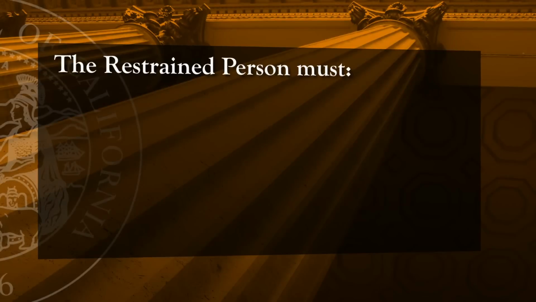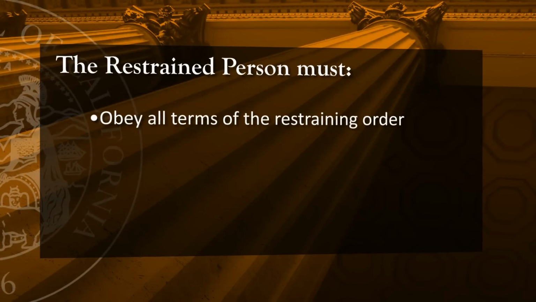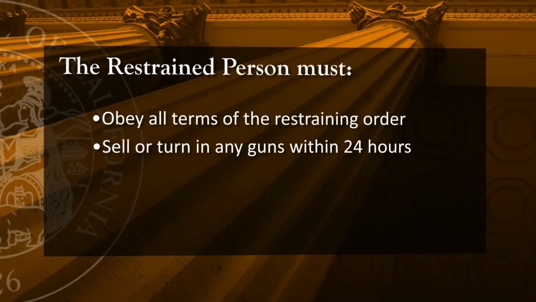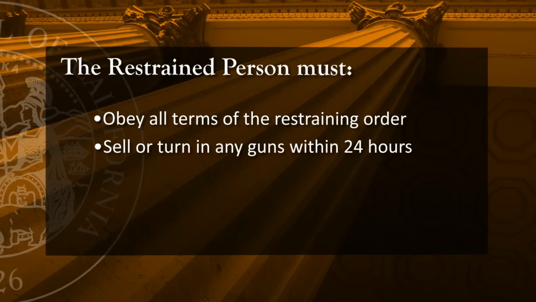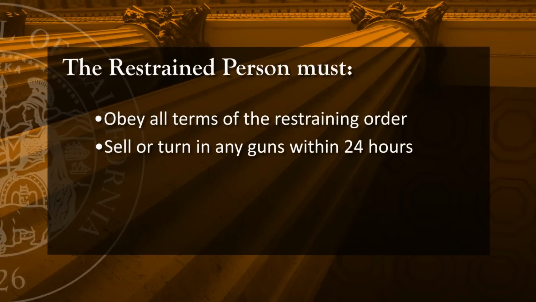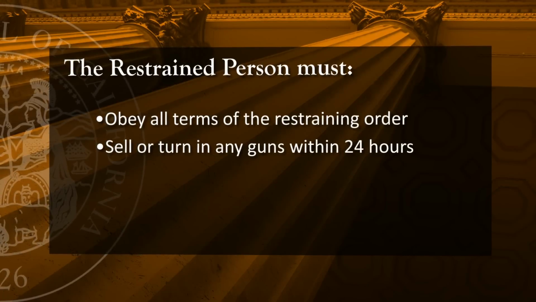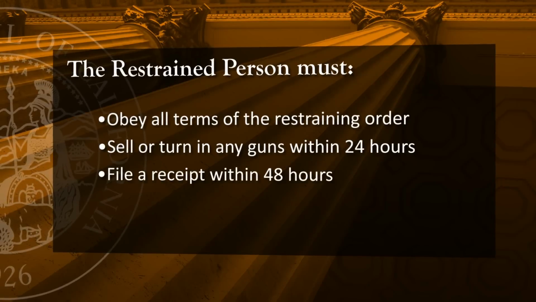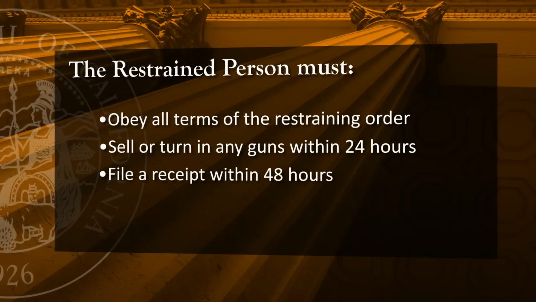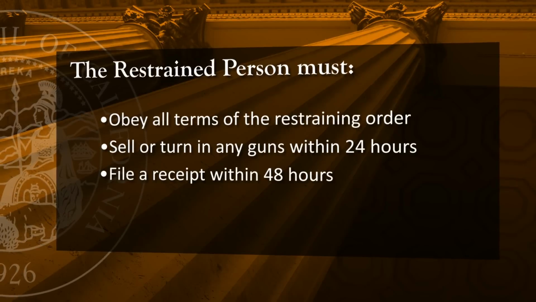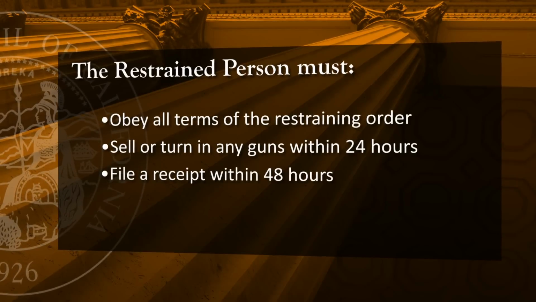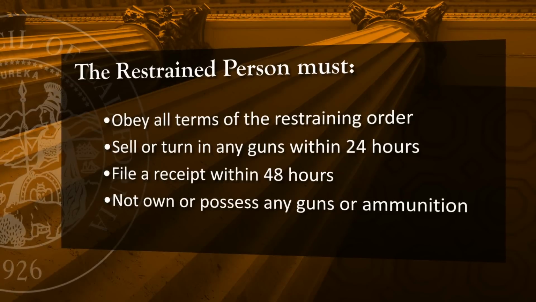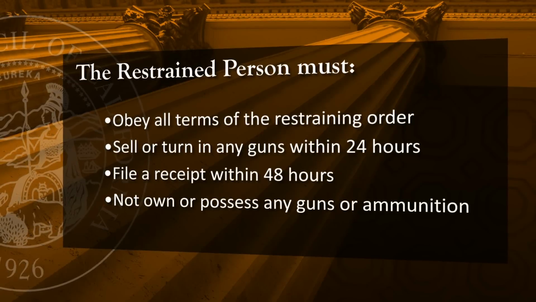The restrained person must obey all terms of the restraining order, sell any guns that he or she owns or possesses to a licensed gun dealer, or turn them into the police within 24 hours after being served with the restraining order. File with the court a receipt that proves the guns have been sold or turned in within 48 hours after being served with the order. Not own or possess any guns or ammunition as long as the restraining order is in effect.